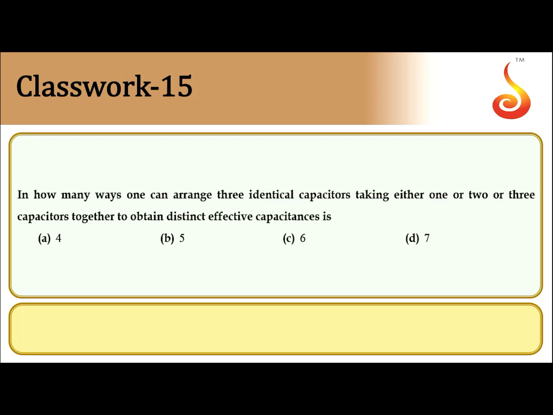Example 15. In how many ways one can arrange 3 identical capacitors taking either 1 or 2 or 3 capacitors together to obtain distinct effective capacitors? So let us look at all the possibilities here. I can take 1, or I can take 2 in series, or I can take 2 in parallel, right? This is the second one, third one, and I can take all the 3 in series, or I can take all the 3 in parallel.